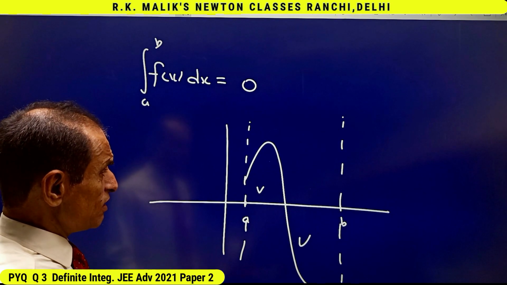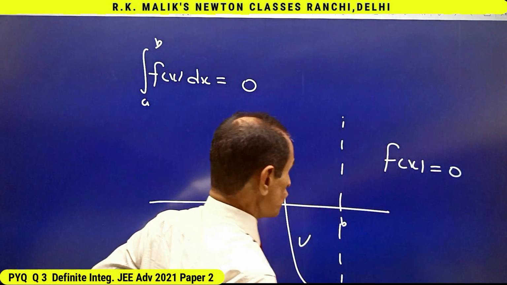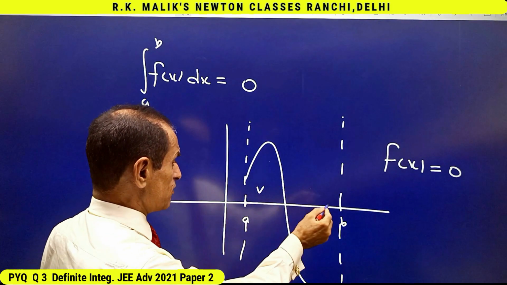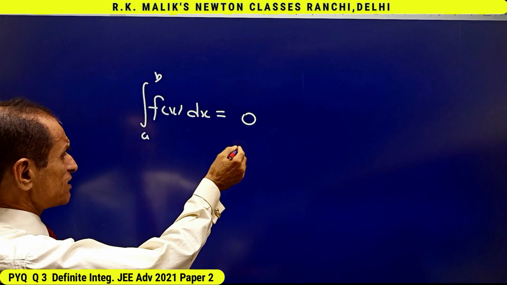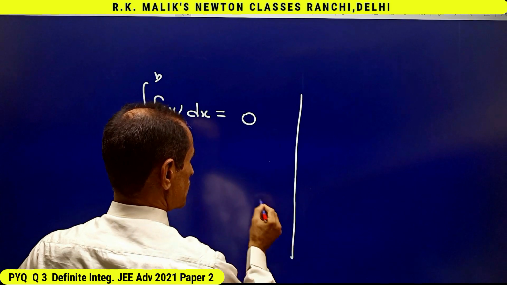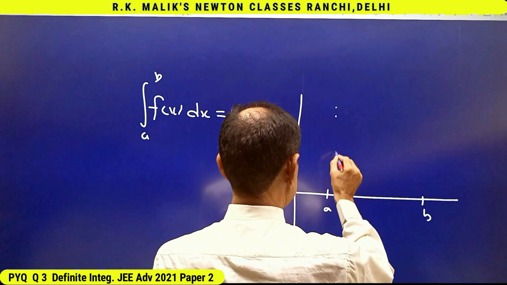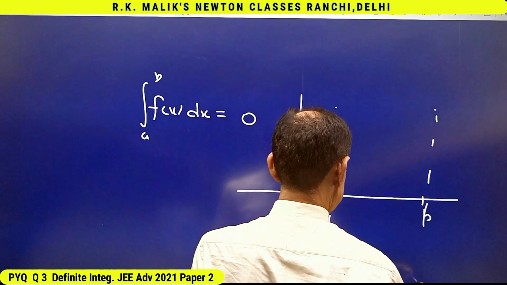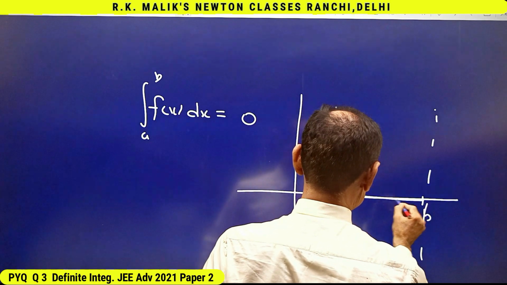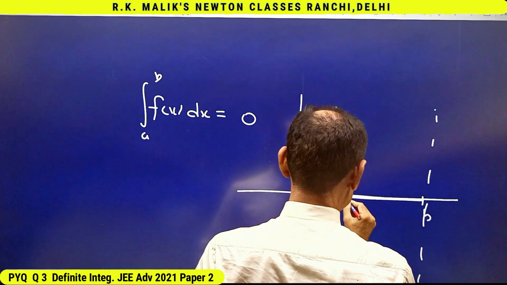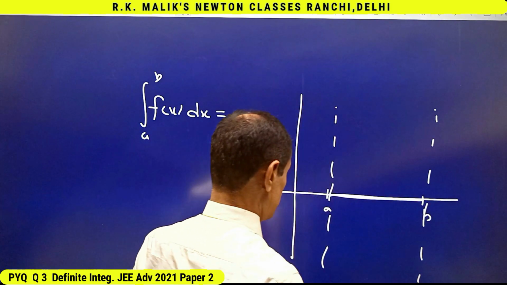In other words, I can say the equation f(x) = 0 will have at least one root in the interval a to b. Note that the integral being 0 is possible in that case also if the graph of f(x) coincides with the x-axis between a and b. That is, the value of f(x) remains 0 between a and b.